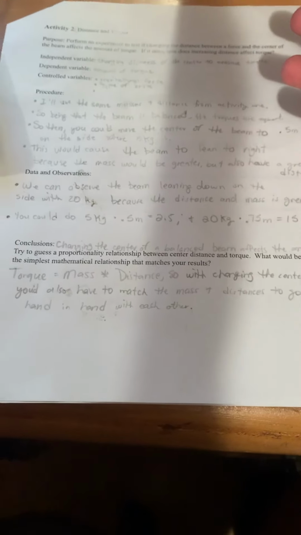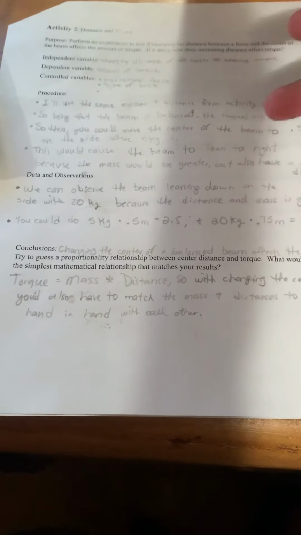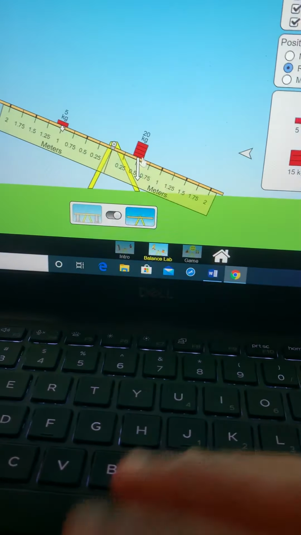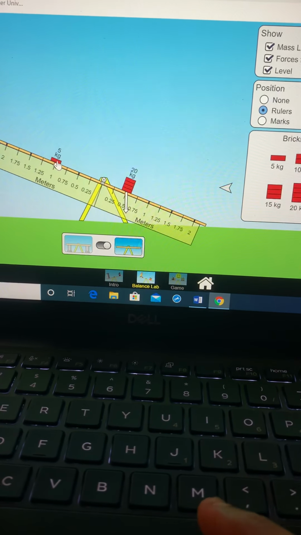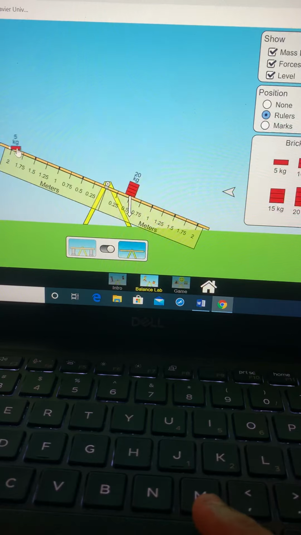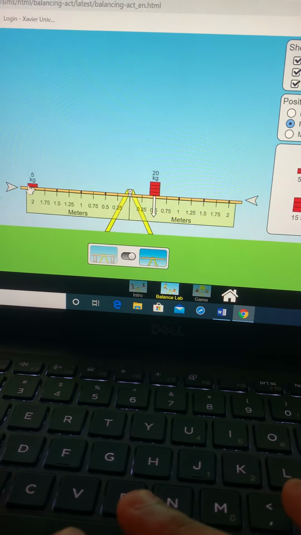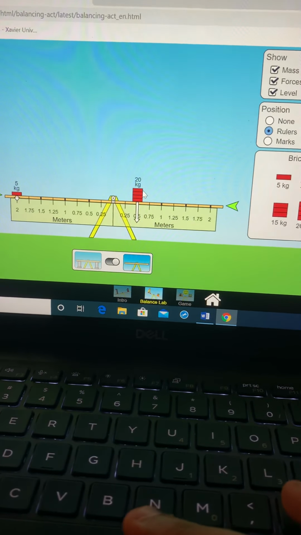And so same thing, torque equals mass times distance. So changing the center, you'd also have to match the mass and distances to go hand in hand with each other to balance it back out. For an example, if I move this one to 2, look, it would balance out. That's because 5 times 2 would be 10, and 20 times 0.5 would be 10.